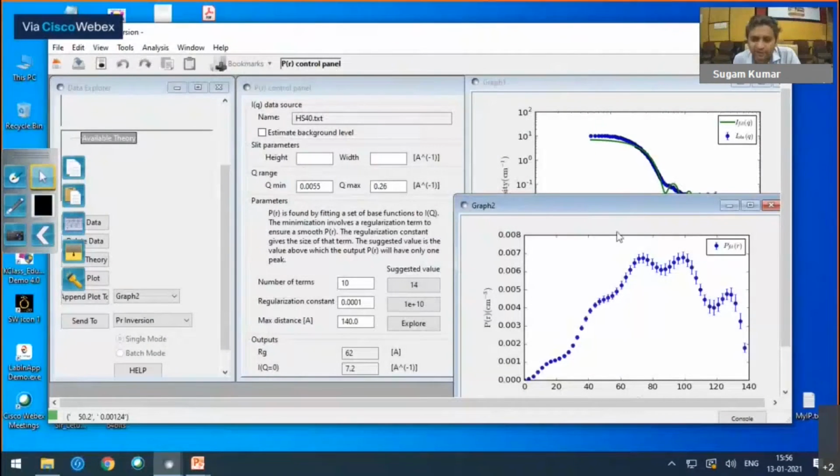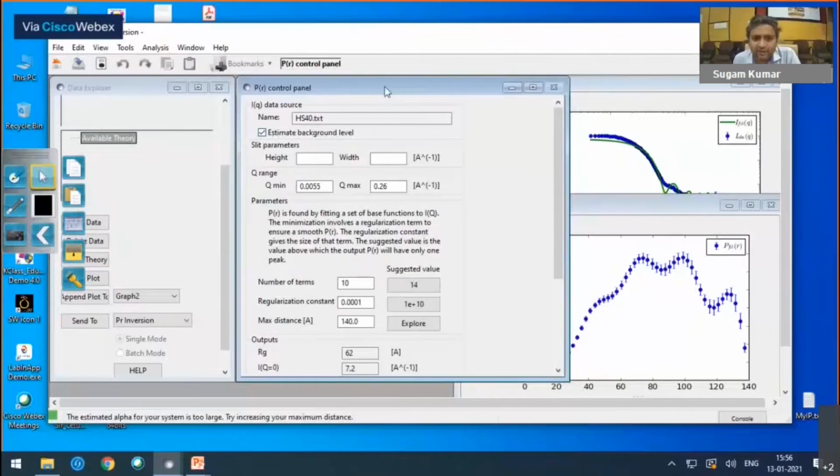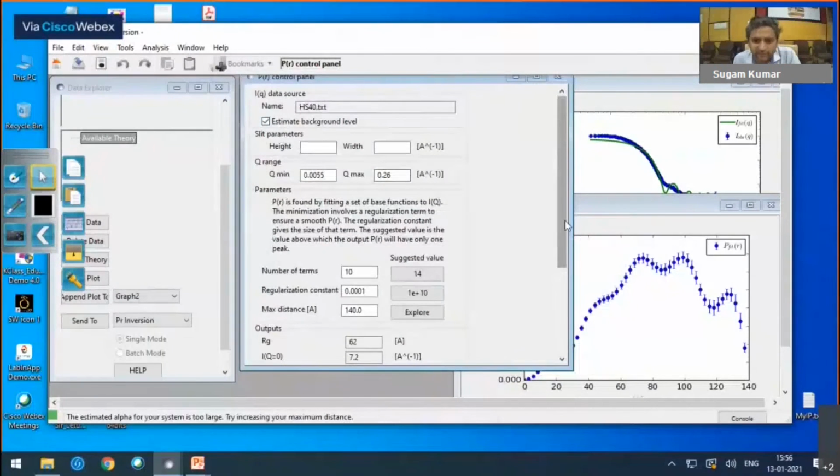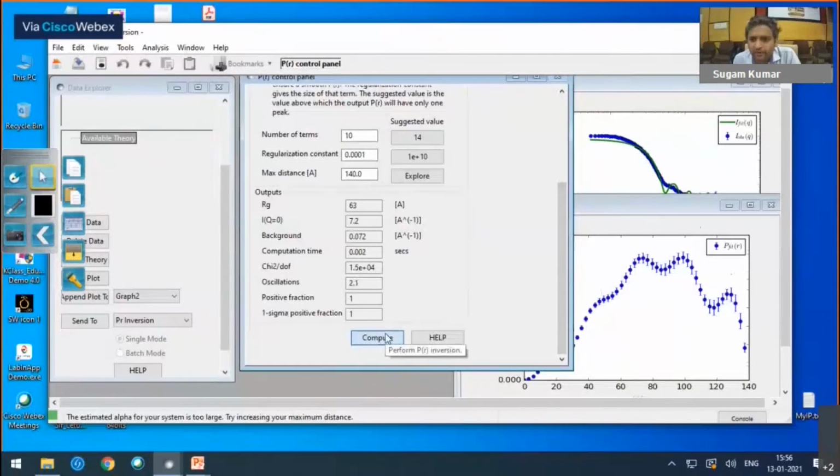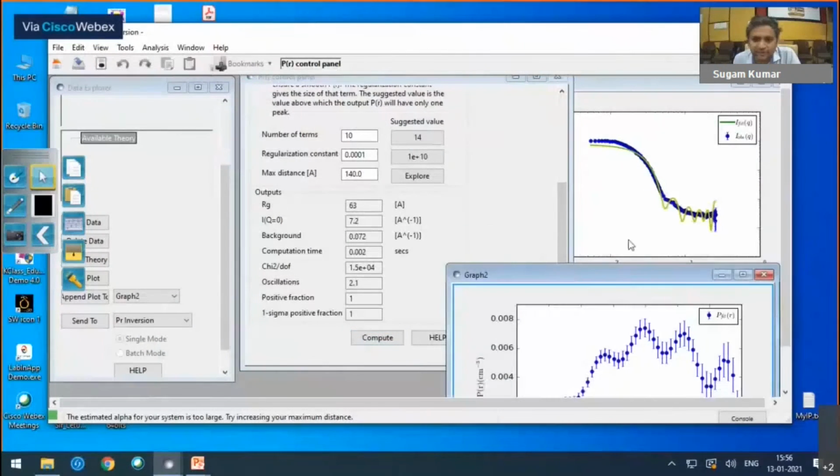So both of them are not very nice. We will estimate the background. Just click on this estimate background and compute. So you will see that the background is estimated.